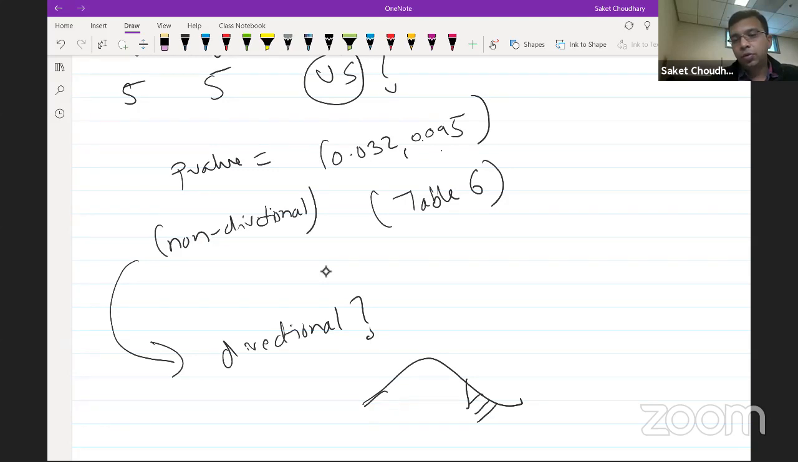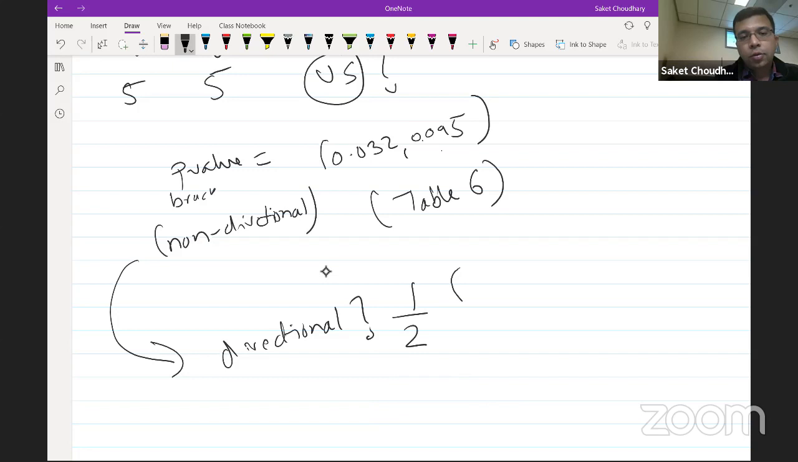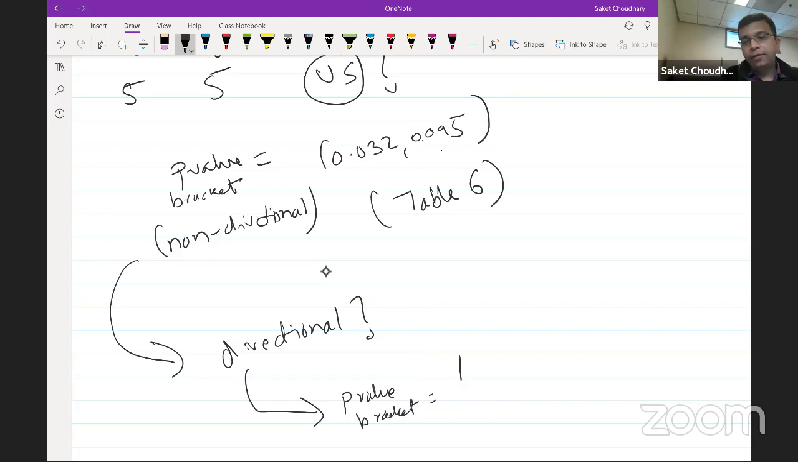Well, you just remove this one extreme and we will assume that things are symmetric. So if things are symmetric, we just take half of your p-value bracket. Okay, so this is your p-value bracket, and your directional p-value bracket is half of 0.032 and 0.095. Okay, so this is still the bracket. It's not the exact p-value.